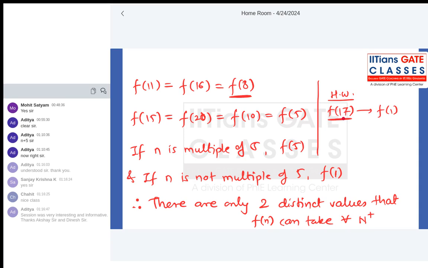Maybe you can take it as homework. You can ask them to solve f of 11 to f of 20, so they will realize. You solve f of 11 to f of 20 and let me know in the next class what values you get for each one of them. So for f of 15 and f of 20, you will get f of 5, remaining all f of 1. That should be the case. That is the correct answer and you should get that.